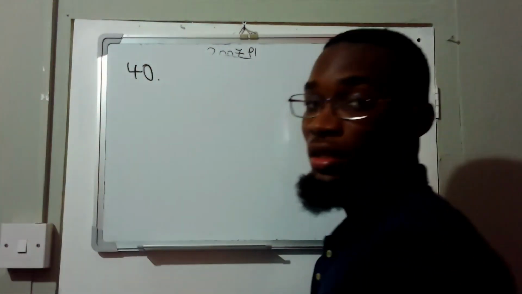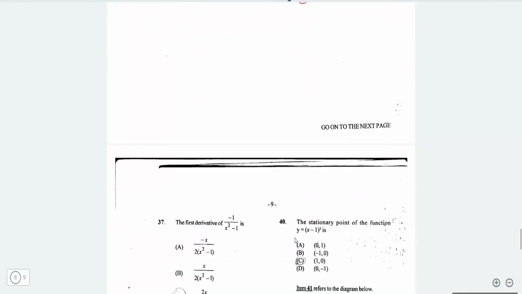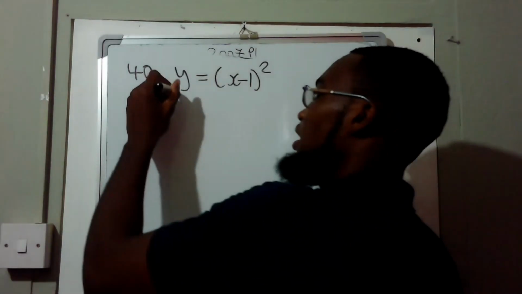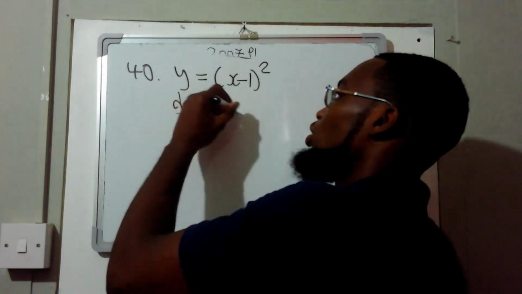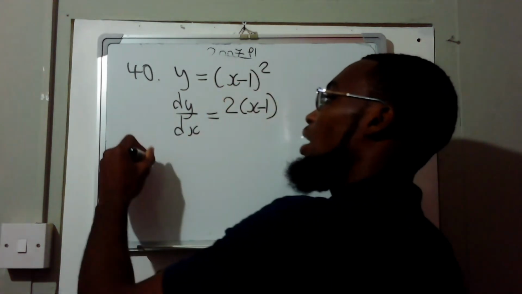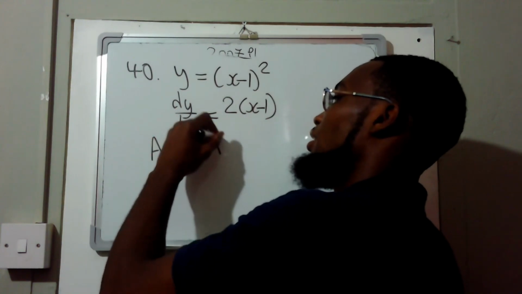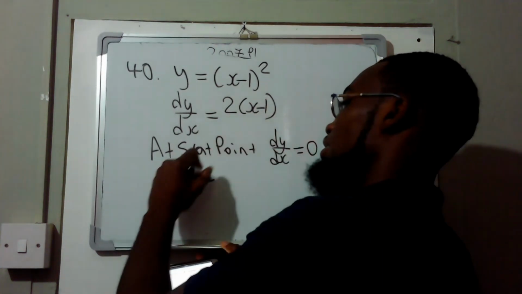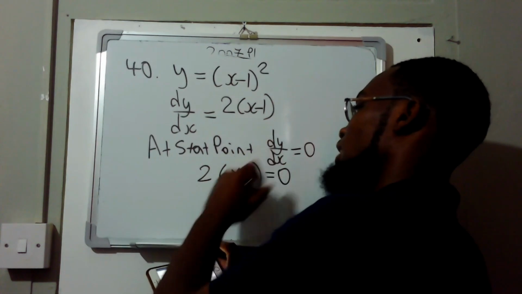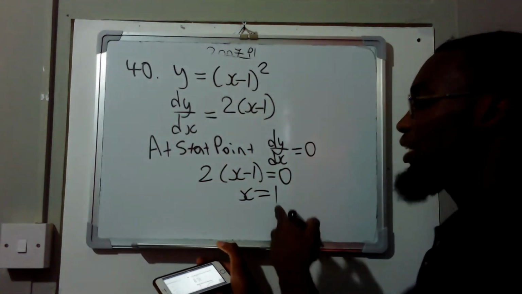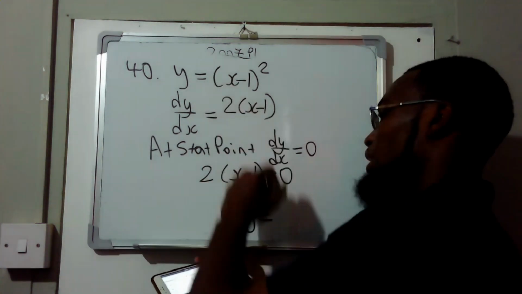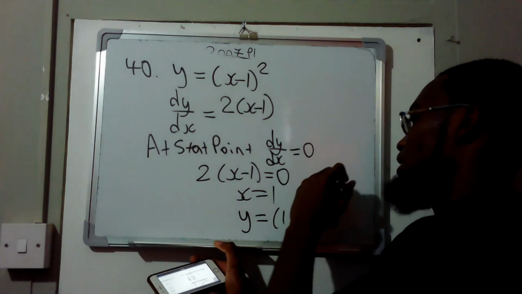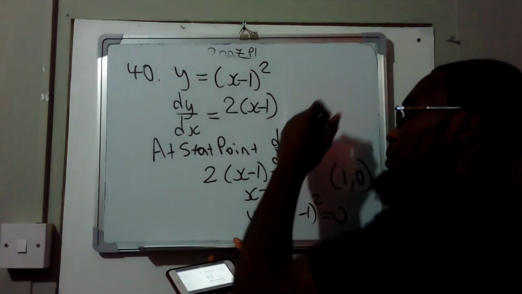Question 40 says find the stationary point of the function y equal to x minus 1, all squared. So first thing we differentiate to get dy by dx, which would be 2 times x minus 1. Now at a stationary point, we know that dy by dx equals 0. So set this equal to 0, and you're going to get x equal to 1. If x is equal to 1, then the y value is going to be 1 minus 1 squared, which is 0. So the stationary point is 1, 0. The 1, 0 is option C.